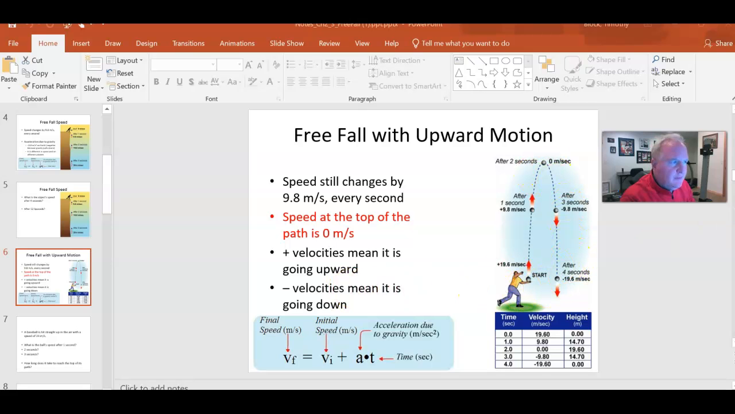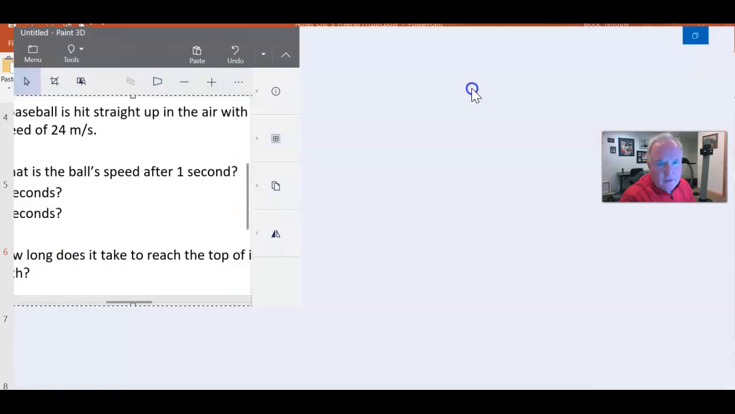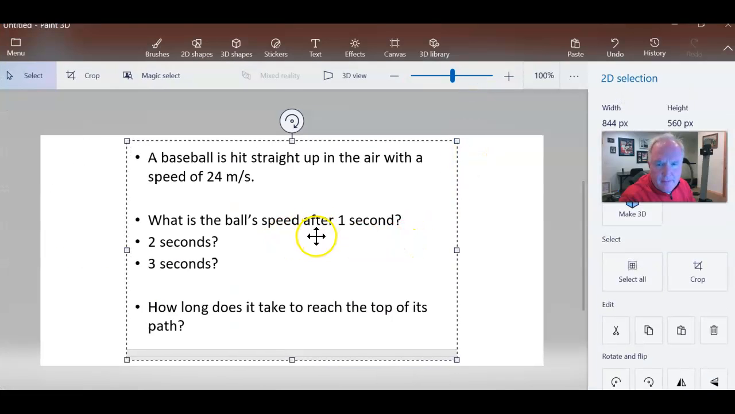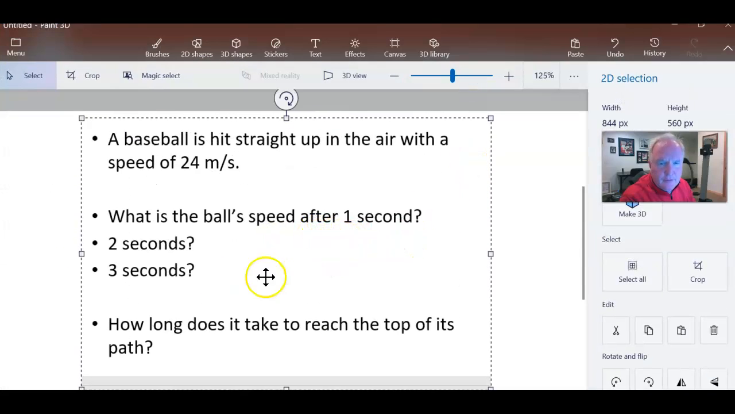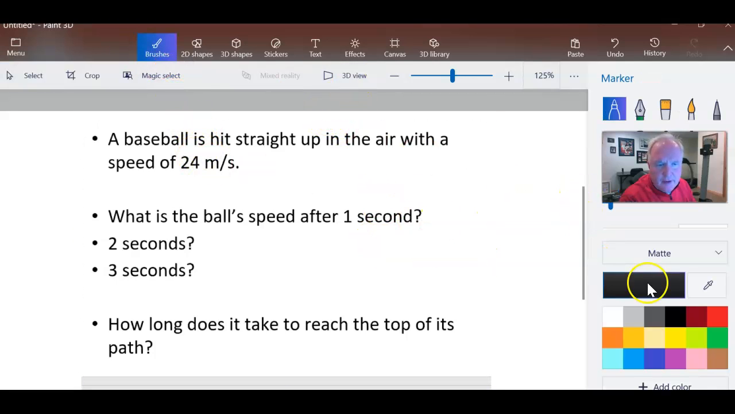So let's do a couple of quick examples, just so that you know what you're doing. We got a baseball hit straight up in the air with a speed of 24 meters per second. And they're asking us to find the speed at different times. So remember, they're asking us to find the speed, so we're always going to use the speed equation, VF equals VI plus AT.